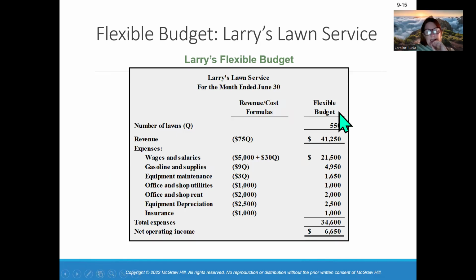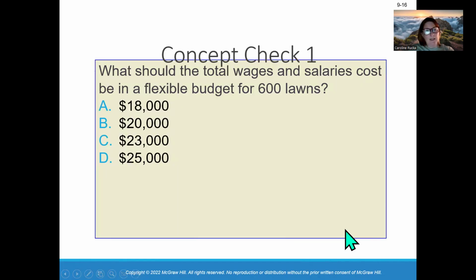In our flexible budget, we are anticipating mowing 550 lawns based on $75 per lawn. We expect to make $41,250. Wages and salaries, all our other expenses, right? Our net operating income, we should be making $6,650.